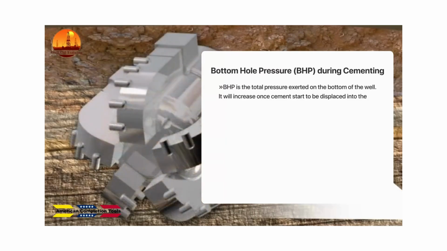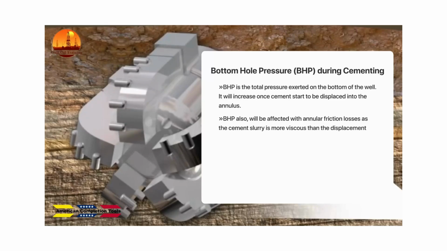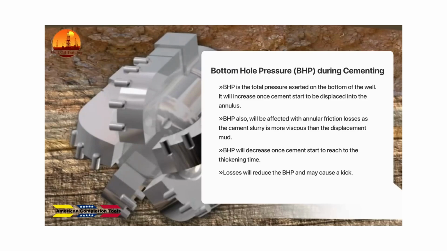Bottom hole pressure, BHP. During cementing, BHP is the total pressure exerted on the bottom of the well. It will increase once cement starts to be displaced into the annulus. BHP will also be affected by annular friction losses, as the cement slurry is more viscous than the displacement mud. BHP will decrease once cement starts to reach the thickening time.